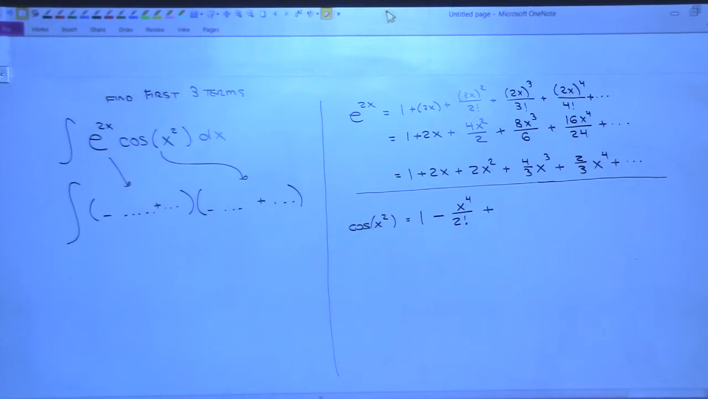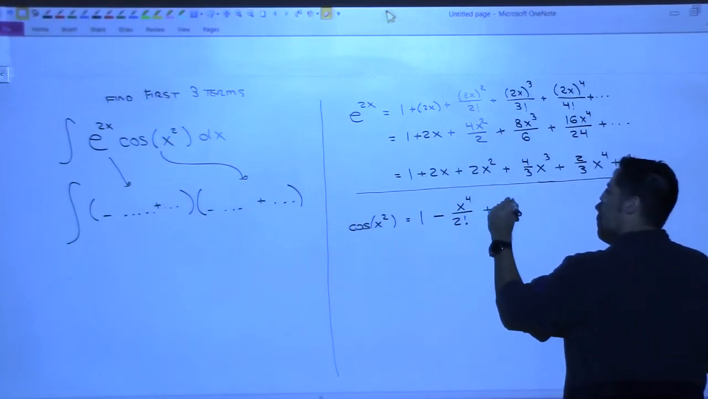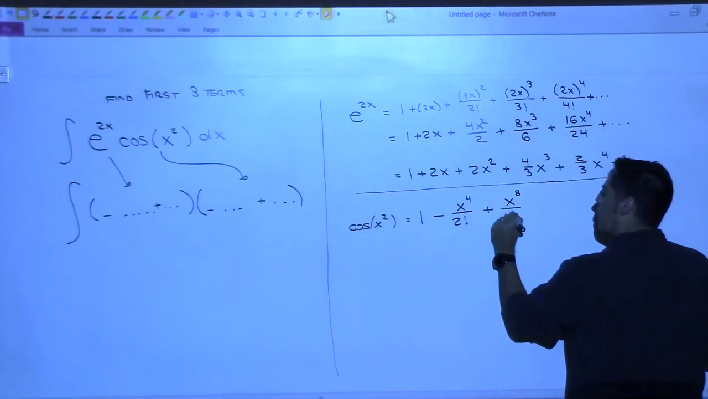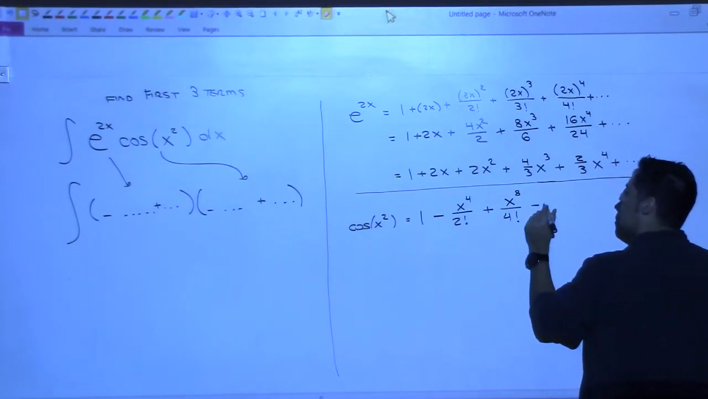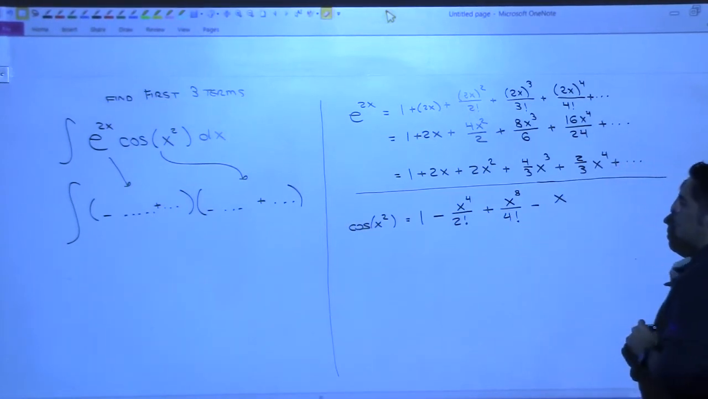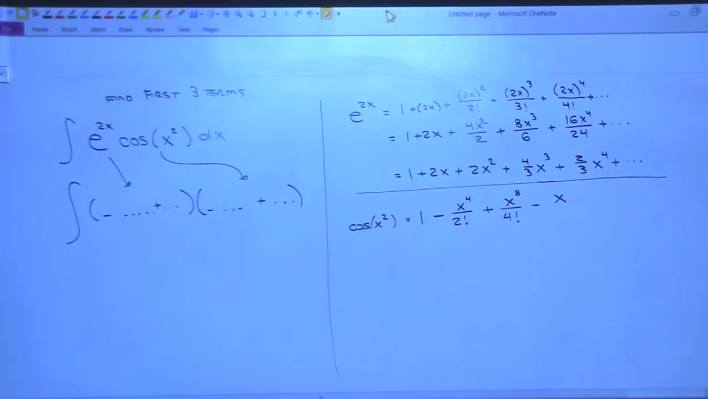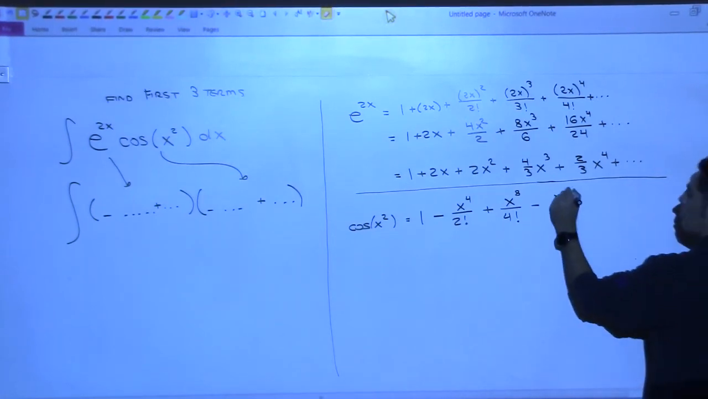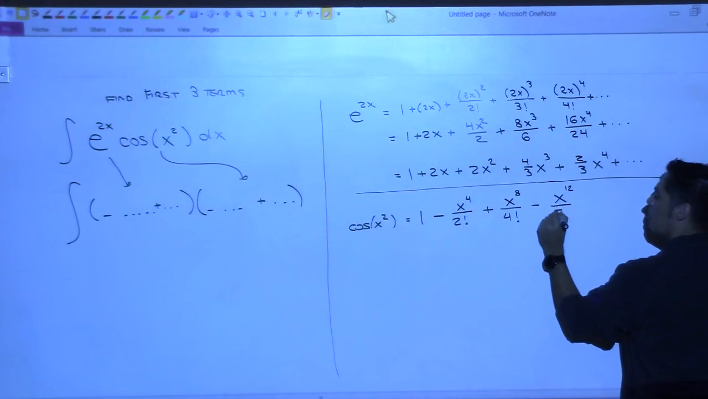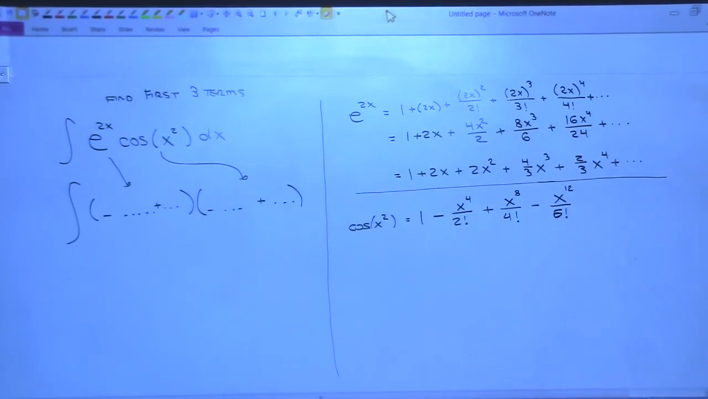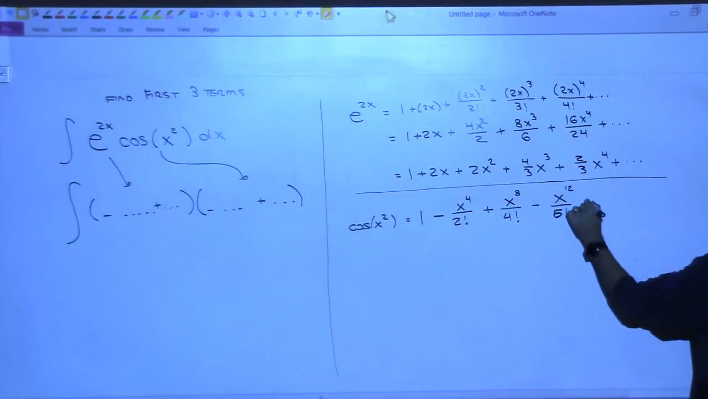In the formula, it's x to the 4th over 4 factorial, right? But we're doing x squared to the 4th. So x to the 8th over 4 factorial. Let's only go one more. Minus x to the, so we're doing x squared to the 6th now, so 12th power over 6 factorial. Okay? Plus dot, dot, dot.